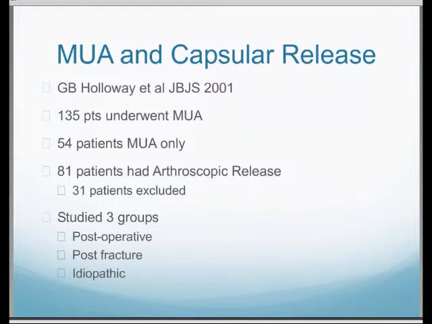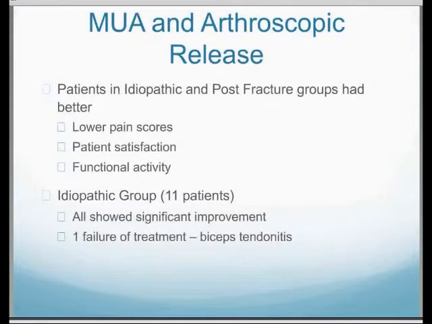This study showed that with arthroscopic release, all patients had an improvement in their pain and range of motion. The idiopathic and post-fracture groups actually showed better results, and they had lower pain scores at the 6-month follow-up. They had better function, better satisfaction, and their overall function was statistically greater compared to those patients who had adhesive capsulitis post-surgery. There were 11 patients in the idiopathic group, all showed significant improvement, and there was only one failure of treatment, and that was from some biceps tendonitis. When that was fixed with a tenodesis, that patient also did well.